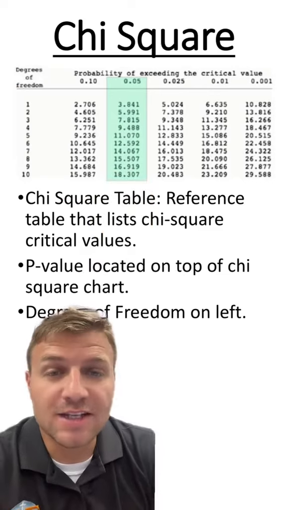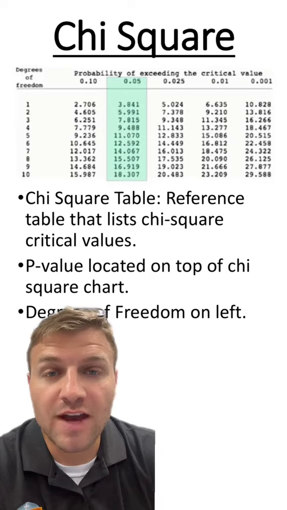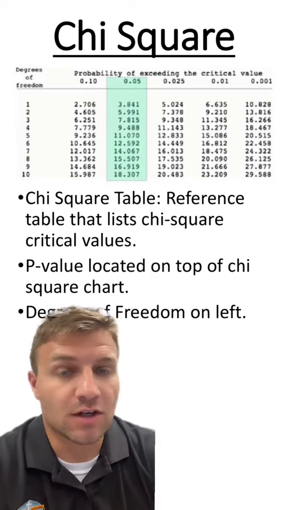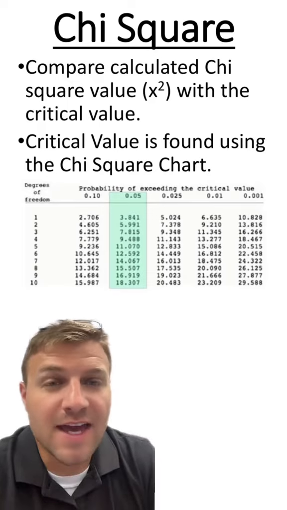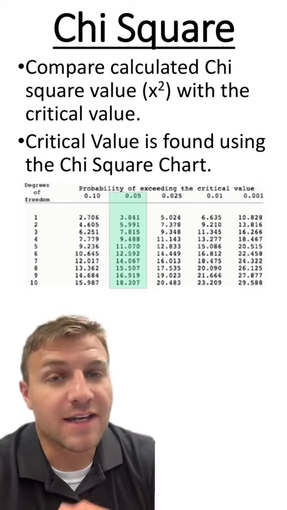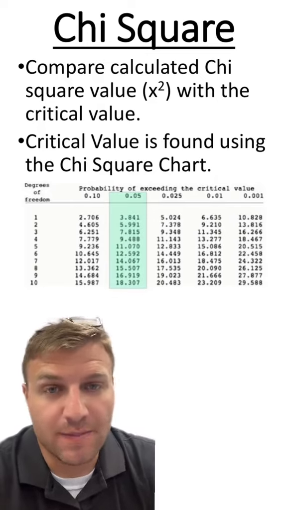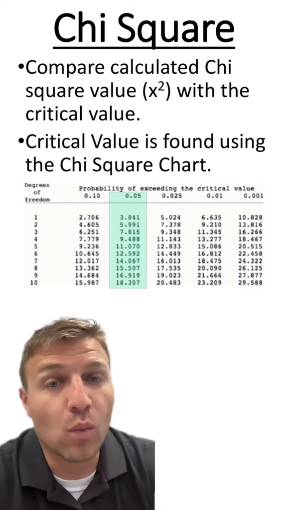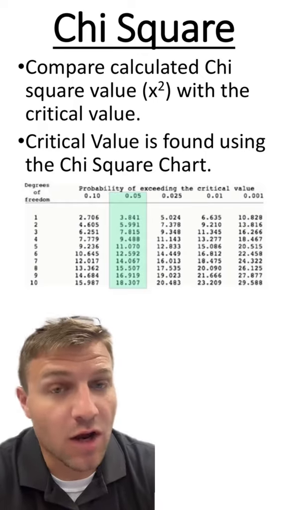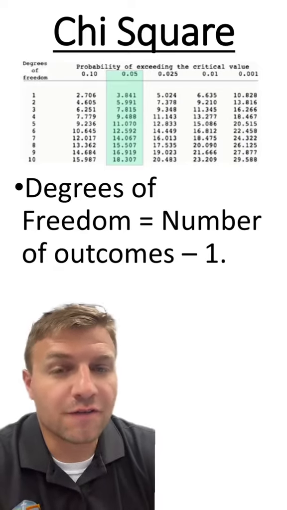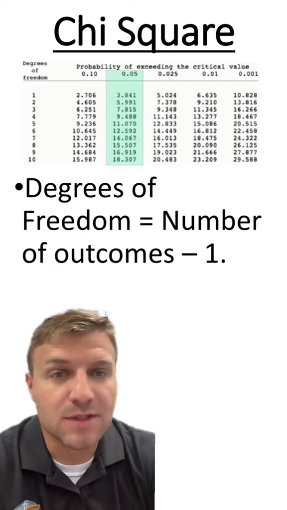So again, these chi-square tables help us find our critical values that's going to help us find whether our p-value is larger or smaller than 0.05. When we find that critical value, we compare it with the chi-square value. And then we can either reject or fail to reject our null hypothesis. However, to figure out which line or which degree of freedom we're on, we have to look at the number of outcomes in our test. To figure out which degree of freedom we're on, we're going to take the number of outcomes minus 1.